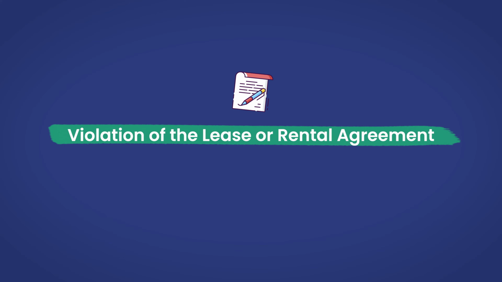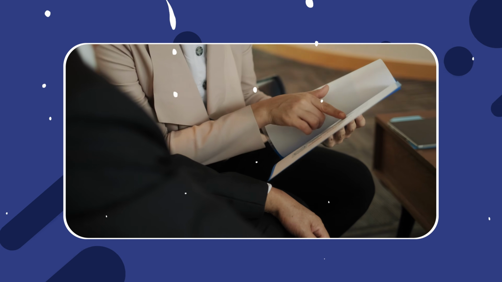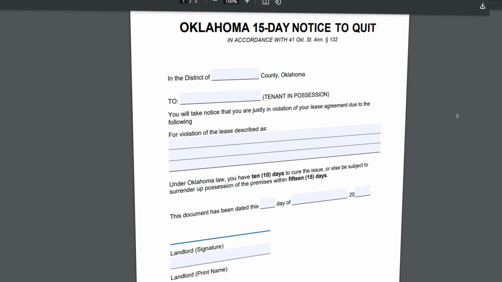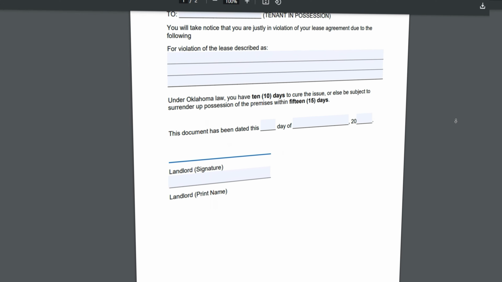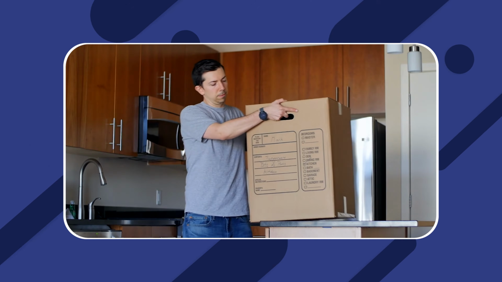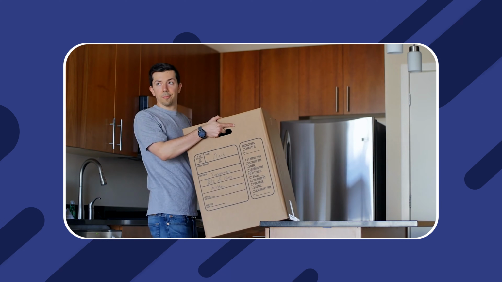Violation of the lease or rental agreements. A lease agreement can vary between tenants. Landlords and tenants are required to uphold the terms of the lease agreements at all times and avoid committing lease violations. In Oklahoma, the landlord can evict the tenant for a lease violation. The landlord must provide a written notice called a 15-day notice to comply, which gives the tenant 10 days to fix the issue. Should the tenant be unable to correct the issue in 10 days, then they have the remaining 5 days to vacate the property.